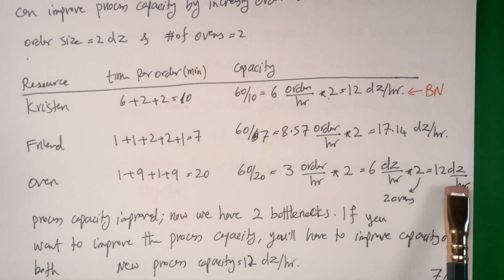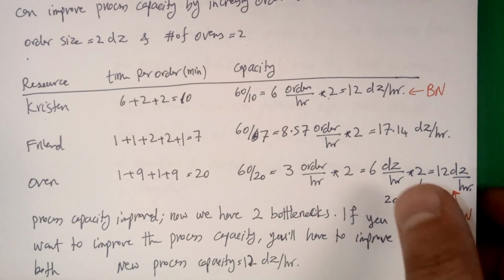All right. Now, with that in mind, let's look and see where the bottleneck is. Well, now I have 2 bottlenecks. I have the ovens and Kristin. Both of them are my bottlenecks. If I want to improve the capacity of this process now, I need to improve the capacity of both the ovens and Kristin. Otherwise, this capacity is not going to go up. As a practice, if you want to try to analyze this process when order size is 3 dozens and the number of ovens is equal to 2, go ahead and do it.